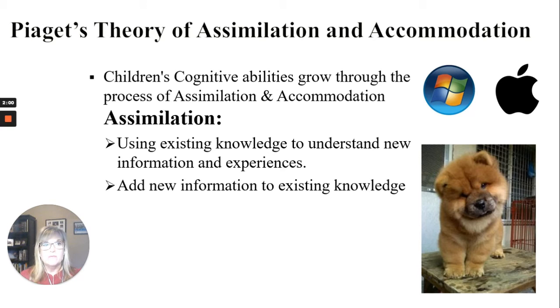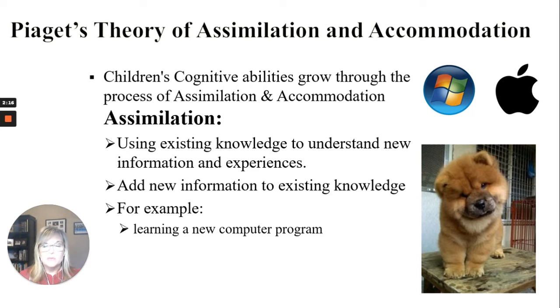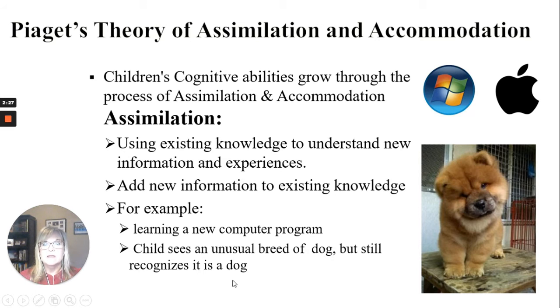So if you have a PC at home and you decide you want to get a Mac, you're going to use some of that information that you have, some of that knowledge that you have about how to use a PC, how to turn it on, where the buttons are, for your Mac. But some of them obviously are not going to work, right? So if you're learning a new computer program, you can use some of that old information that you have and just add that new information. What's different about the Mac than the PC.